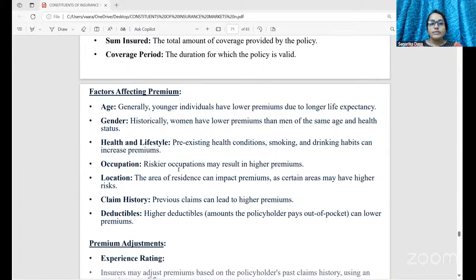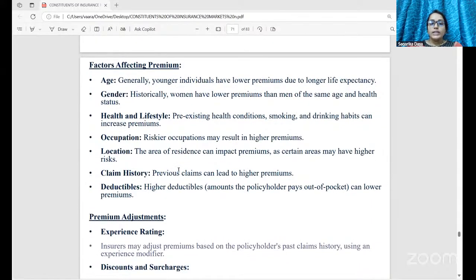Then factors affecting premium. While calculating the premium, some of the factors need to be considered. The factors include, first one, age. Generally, younger individuals have lower premium due to longer life expectancy. It is like vice versa. Lower the age, lower will be the premium. Higher the age, higher will be the premium.